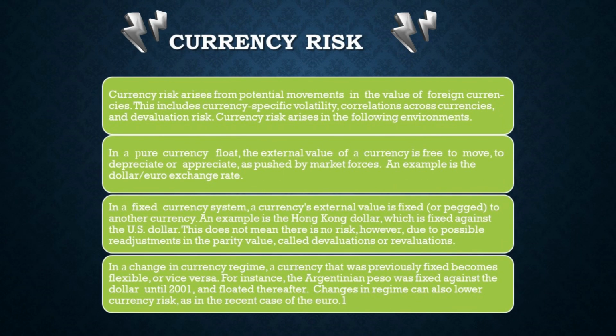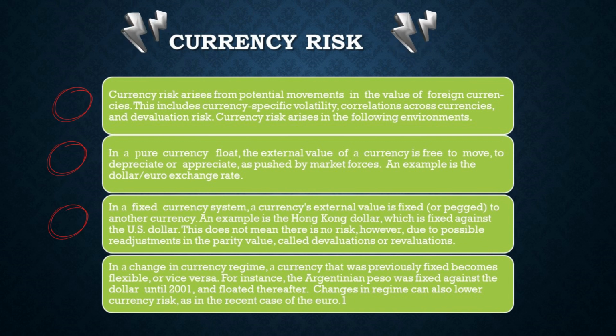Currency risk. Currency risk arises from potential movements in the value of foreign currencies. This includes currency-specific volatility, correlations across currencies, and devaluation risk. Currency risk arises in the following environments. In a pure currency float, the external value of a currency is free to move, to depreciate or appreciate as pushed by market forces. An example is the dollar-euro exchange rate.